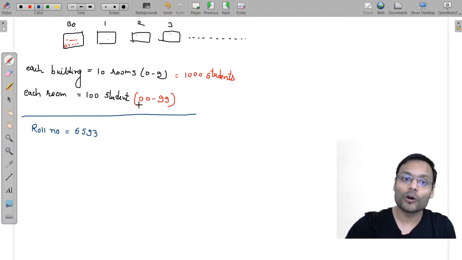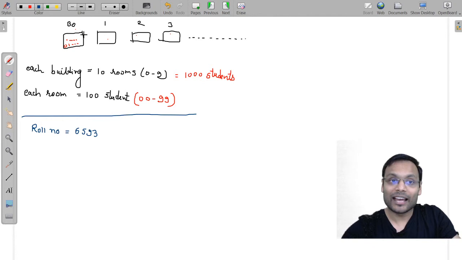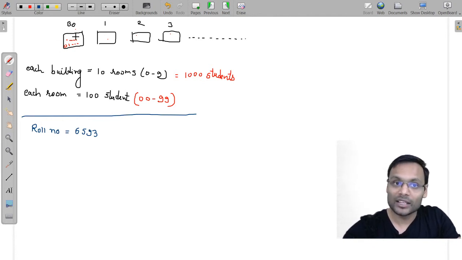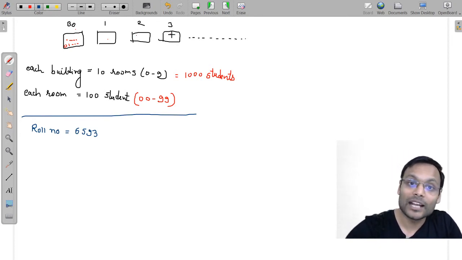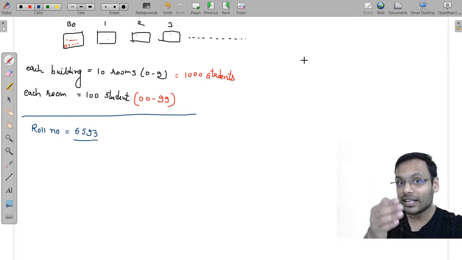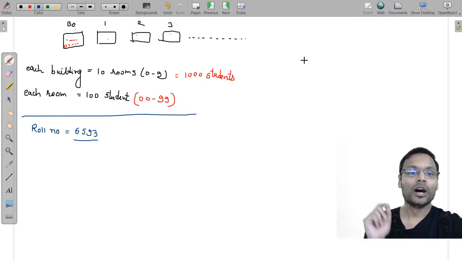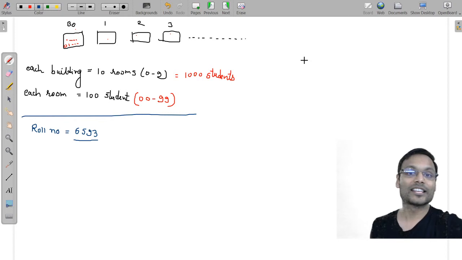Just because every room also has 100 students, 00 to 99. So first of all, you need to understand each building has 1000. So 0 to 999 gone here, 1000 to 1999 gone here, 2000 to 2999 gone here, 3000 to 3999 gone here, 4000, 5000, 6000. So if the student number is more than 6000, the student will definitely go into the sixth building. Sixth building means 0 to 5 gone in the next sixth building.